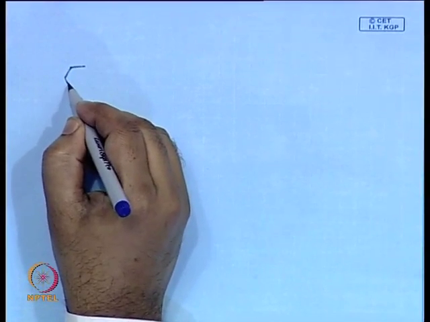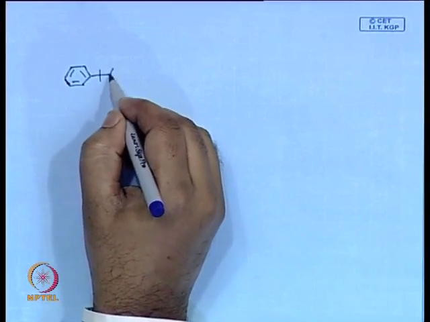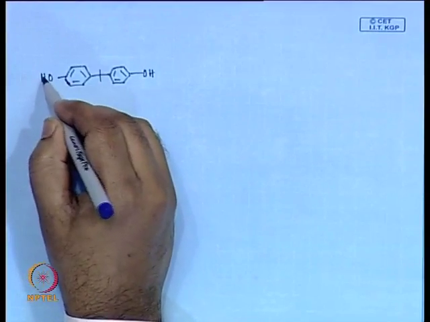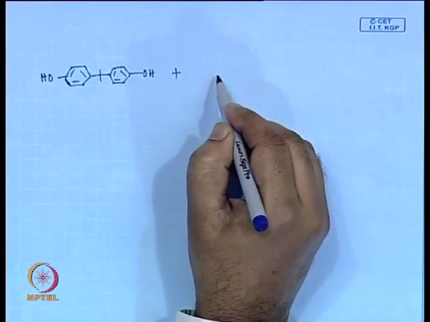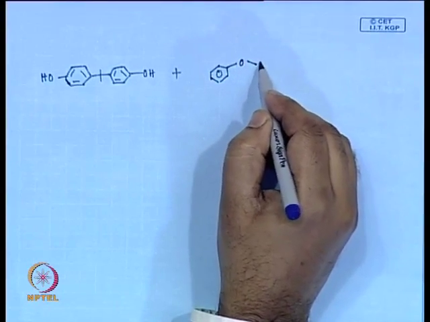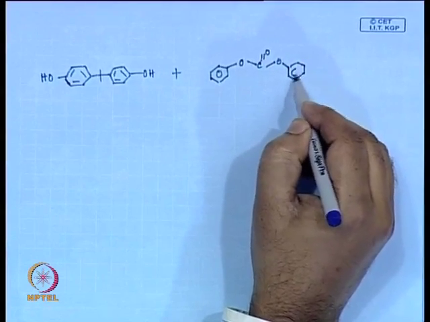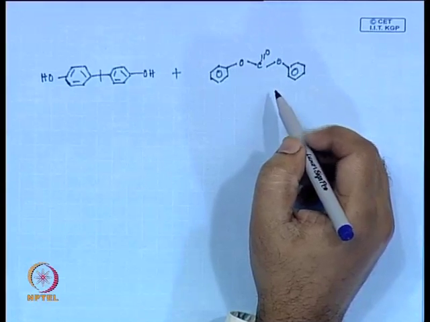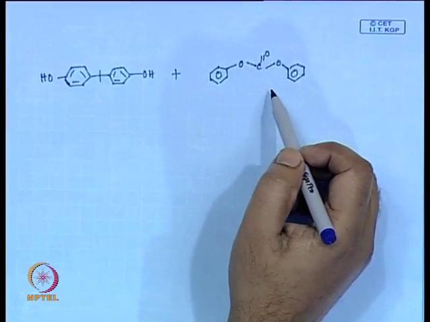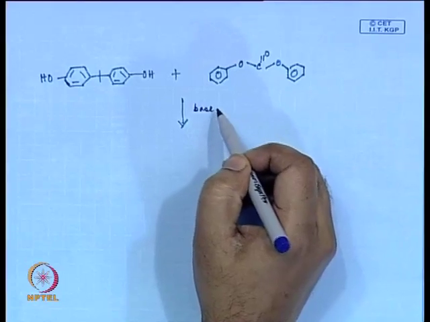In one of the previous lectures, I showed the synthesis of polycarbonate from bisphenol A using phosgene. Now, there is another way of synthesizing polycarbonate, which is by transesterification of bisphenol A with, say, diphenyl carbonate, in the presence of a base as a catalyst.